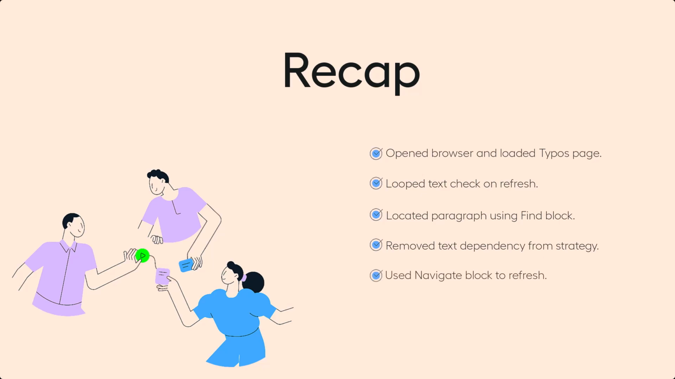After locating the element, we inserted a Navigate Web block to refresh the page and included a fail block in case the element wasn't found. Finally, after the loop completed successfully all 10 times, we added a pass block to mark the test as passed. This demonstrated that using a robust locator strategy can make the automation resilient to minor text changes like typos.